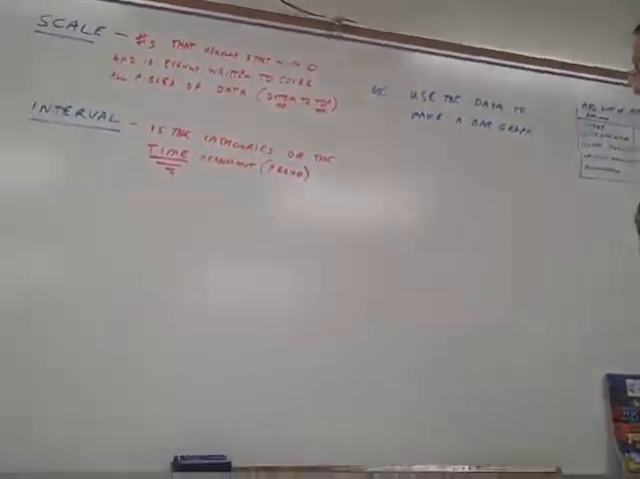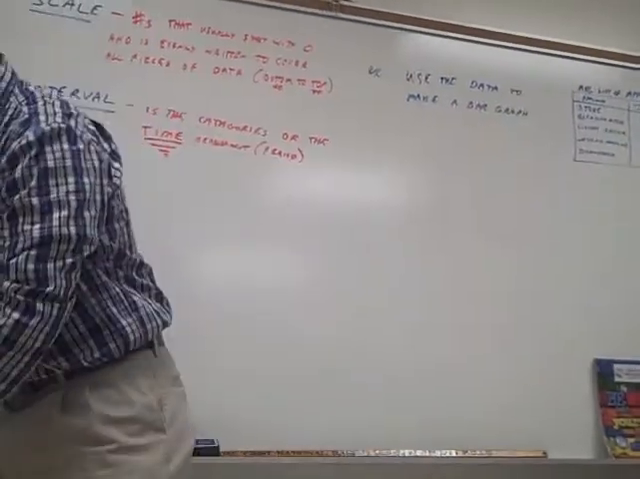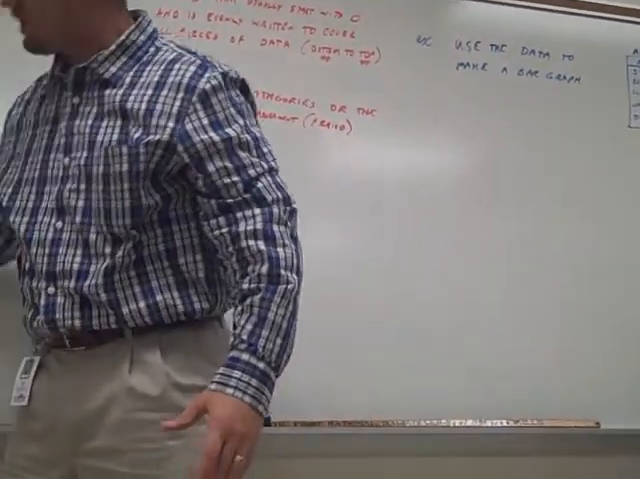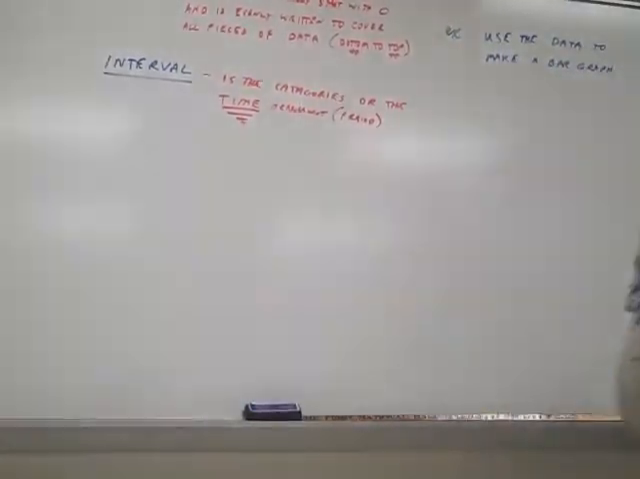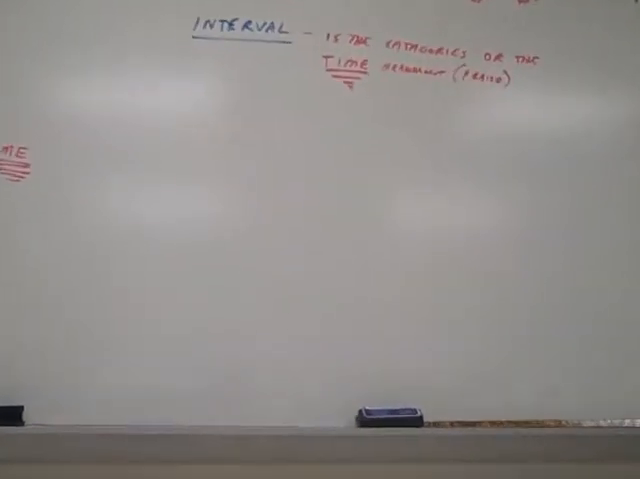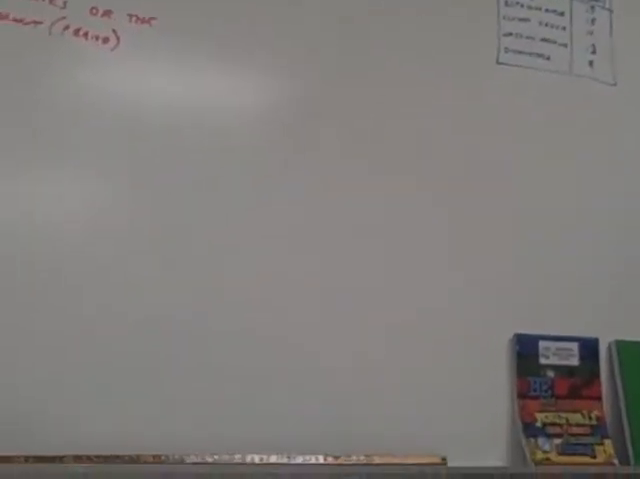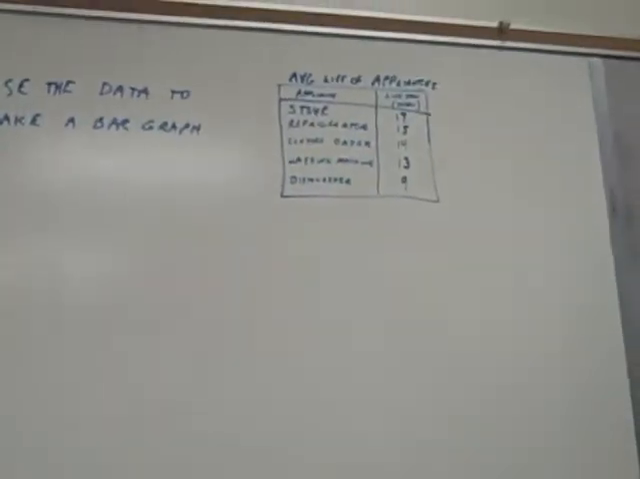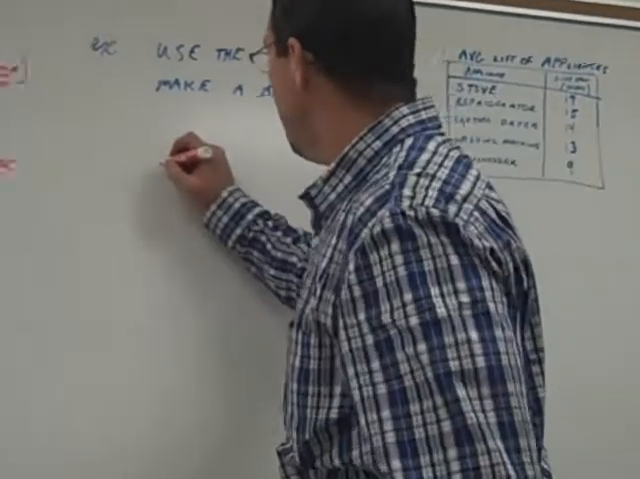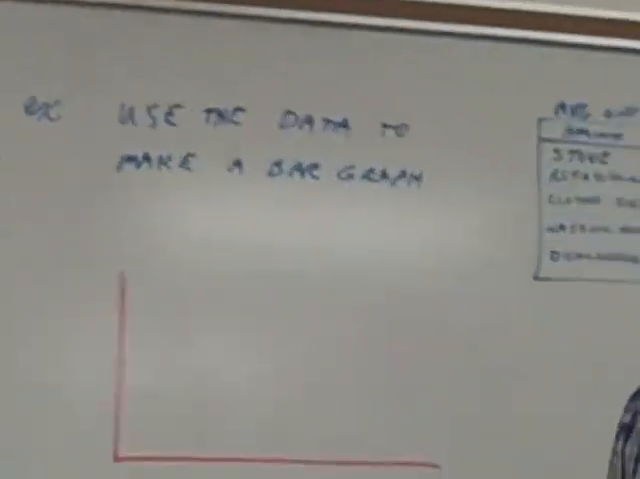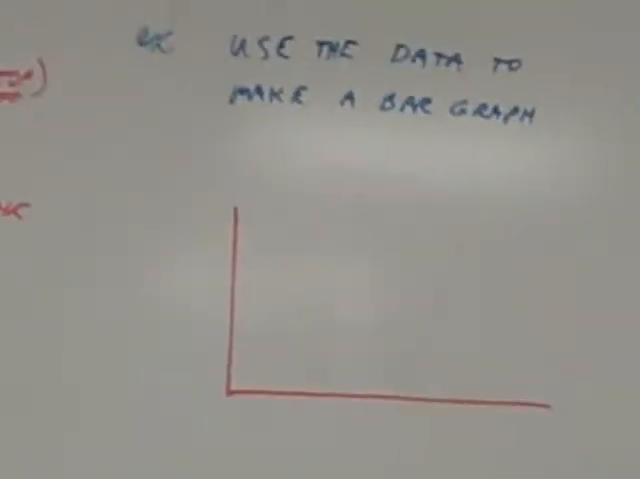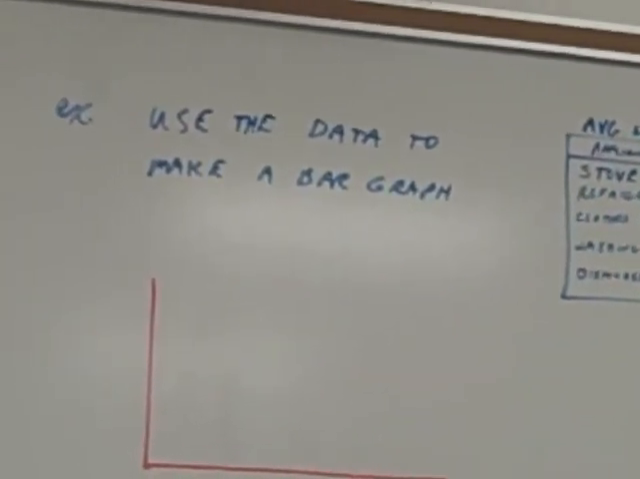Okay? So this right here is what a graph's going to look like, and that's where the things are. Now, let's do it. What does it say over there? Use the data to make a bar graph. First instruction says make a bar graph. Well, first thing I've got to do is make my L-shaped looking thing, right?